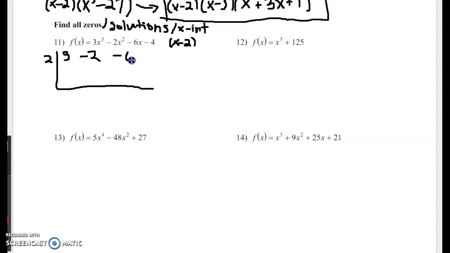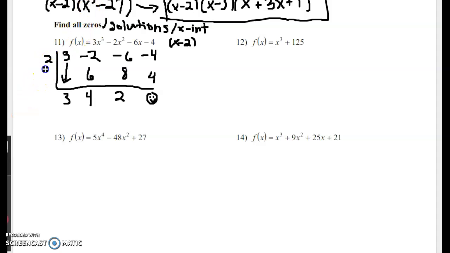And I'm using synthetic division. I drop my first coefficient, I multiply, I add, I multiply, I add, I multiply, I add, right? 2 times 2 is 4, I add, I get 0. And again, we're happy, because yes, this worked.